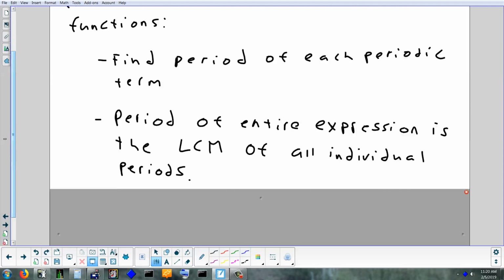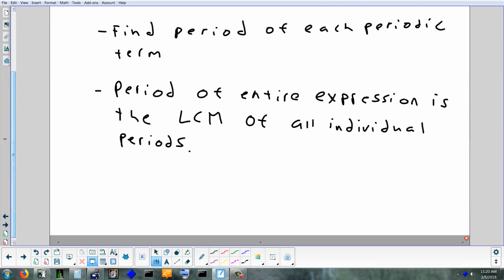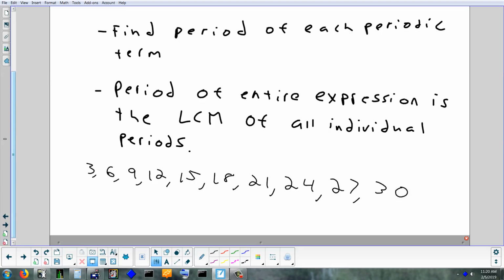Next, once you have all the individual periods, take the least common multiple. And that's the period of the whole thing. So remember, least common multiple is the smallest multiple that two things have in common. Just to give you a simple example, multiples of 3: 3, 6, 9, 12. I just listed the first 10 multiples of 3.